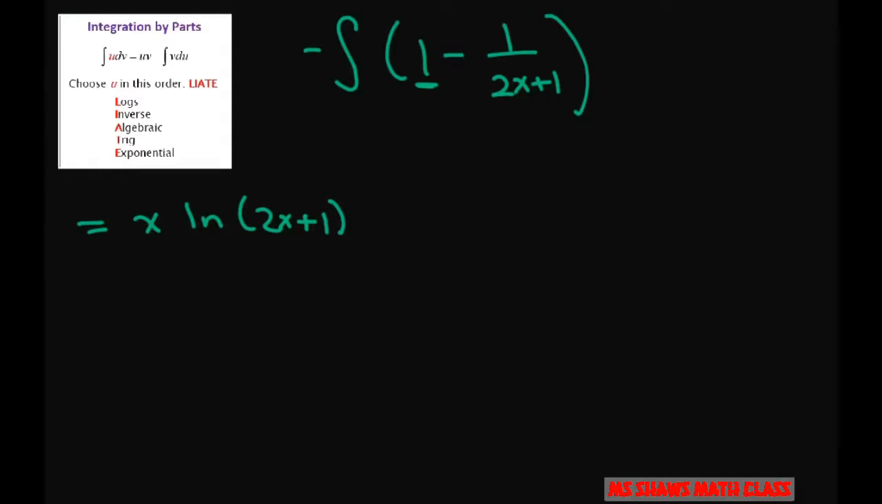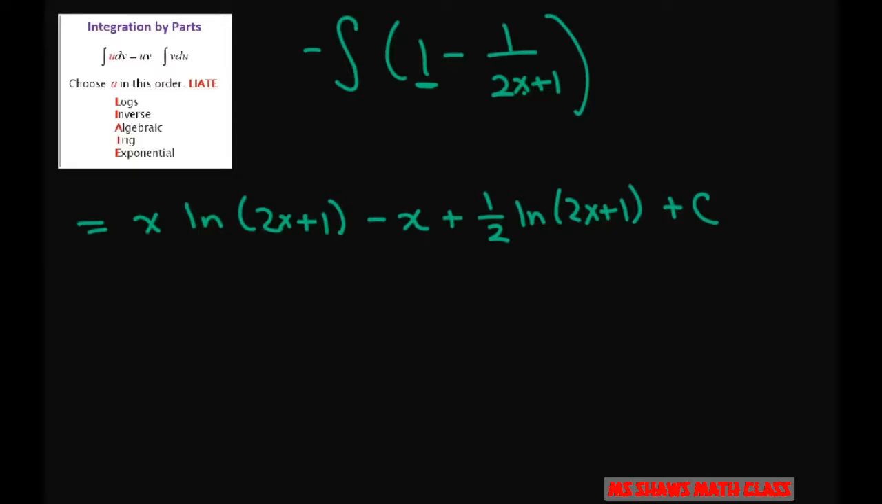So it's going to be minus x. And then this is going to be ln of 2x plus 1, but you have to put the 1/2 in front here. And then that would be plus c.